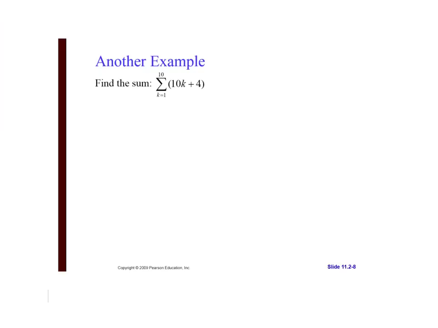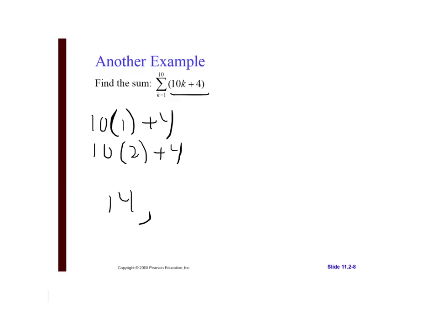So, to do this the long way, I could say, okay, if k is 1, the first term is going to be 10 times 1 plus 4, which is 14. So that's my first term. To get the next term, k is now 2. So I'm just using that formula to generate it. So that's going to be 20 plus 4, which is 24. To get the next term, k is 3, that's going to be 34. So to me, it looks like my common difference is 10.